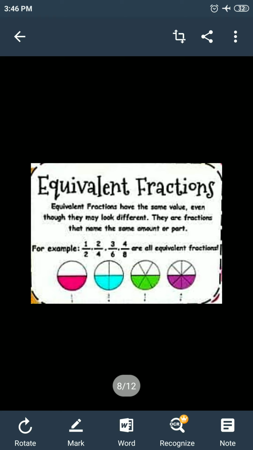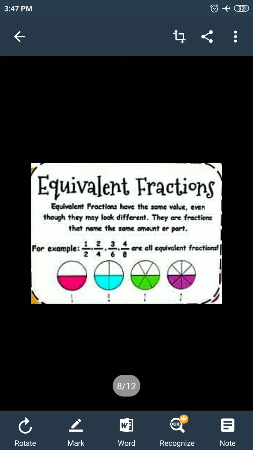For example, 1 by 2, 2 by 4, 3 by 6, 4 by 8. At first glance, they seem to be different, but when these are represented by diagrams, we can see that all these fractions are equal. For example, first we take 1 by 2. Take a circle, make 2 equal parts, and shade 1 part. And then 2 by 4: convert the circle into 4 equal parts and shade 2 parts.